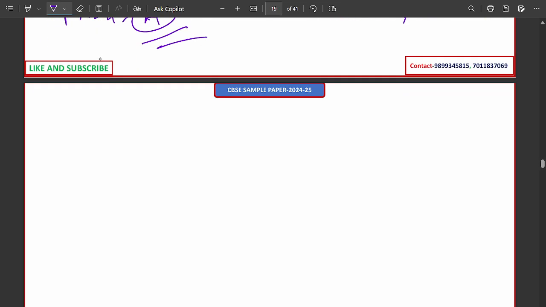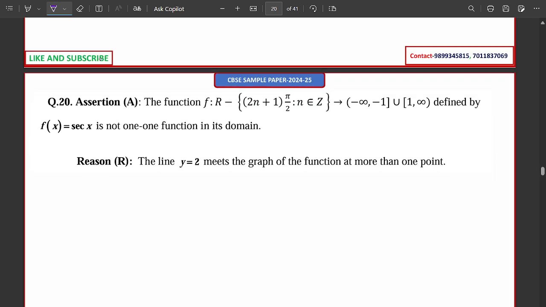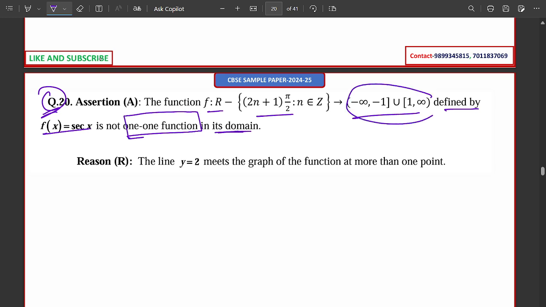Now let us understand the last MCQ question of this series. Question number 20. This is also an assertion and reasoning based question. The assertion is that the function defined by f of x is equal to sec x is not a one-one function in its domain. Is it clear? And the reason is the line y is equal to 2 meets the graph of the function at more than one point.